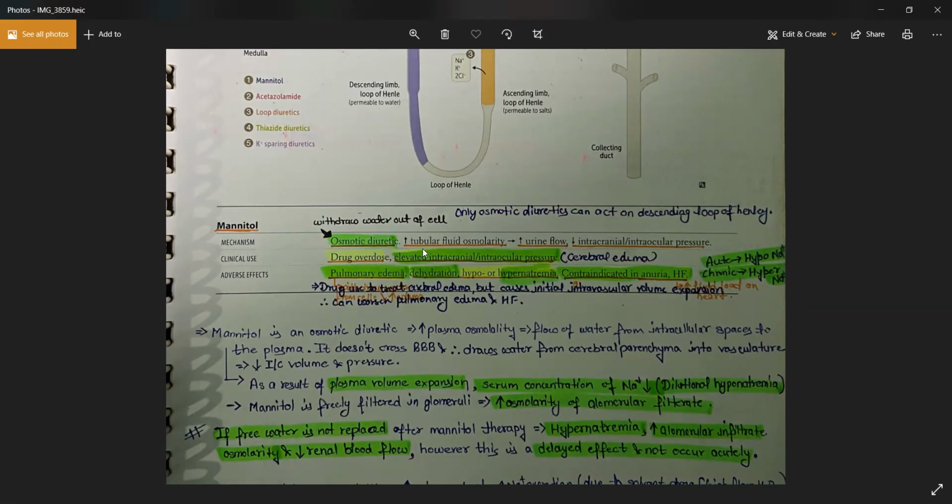Second thing, because of this diuresis, because of loss of water, the patient can have dehydration. Pre-renal azotemia can occur because of that. Then hypo or hypernatremia. Initially, when you give the patient this drug, because it is drawing all the fluid into the intravascular space, the sodium level will decrease. You will get a dilutional hyponatremia. When the dehydration occurs, you will get the hypernatremia later. So first you will get the hypo, then the hypernatremia.